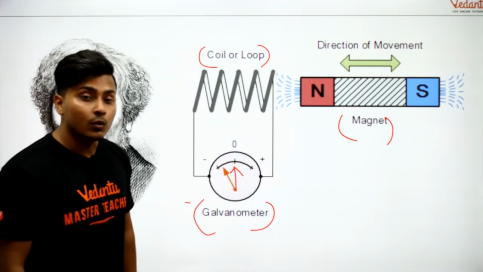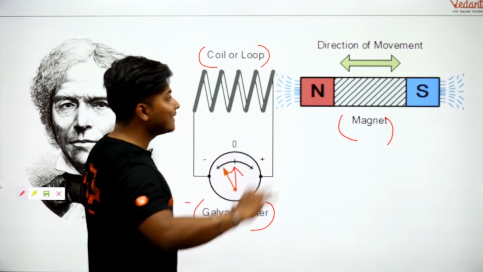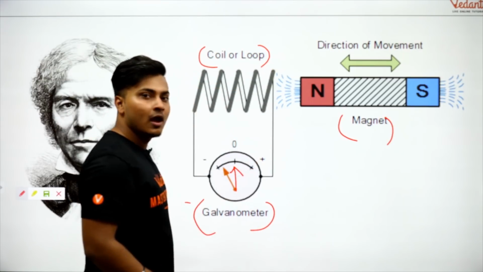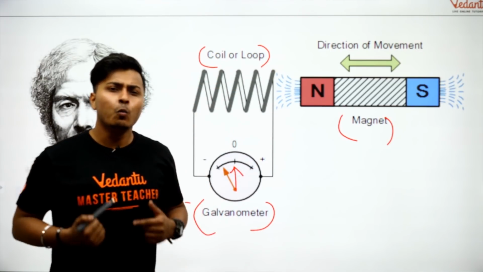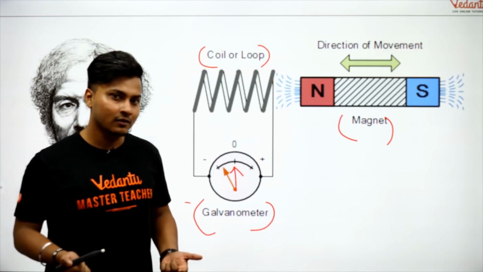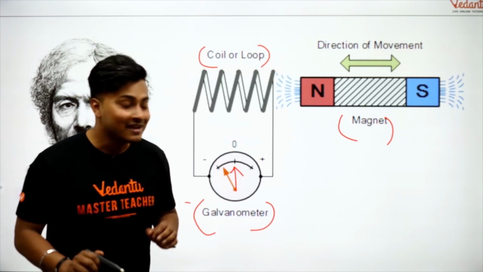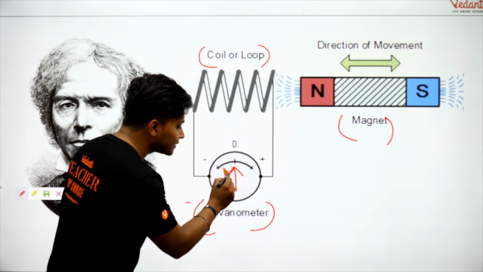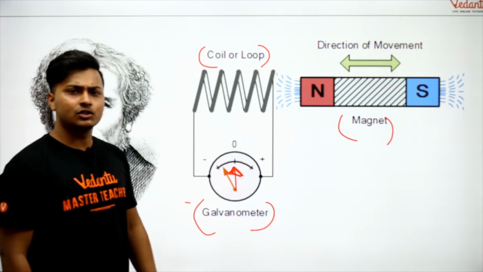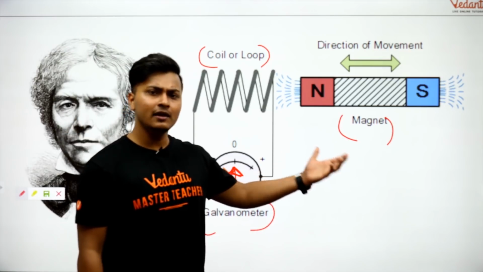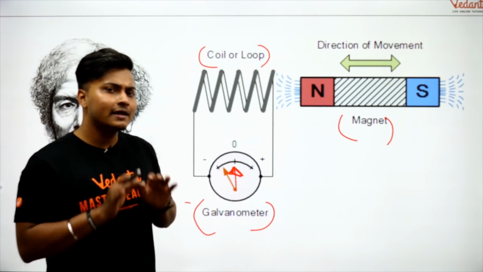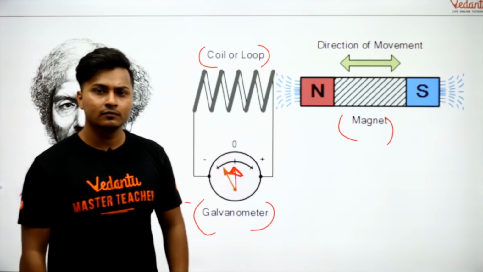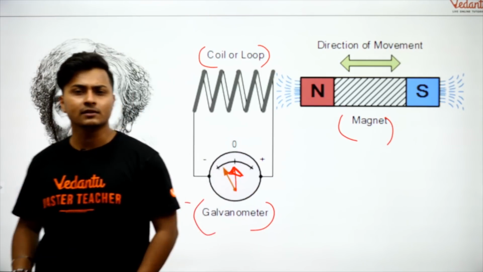Next, what did he do? He took up the magnet and kept it near the circular coil. And what did he observe? What do you think he observed? Nothing. He could see that the deflection is still zero. So he understood that when I have a magnet near the coil, there is zero current produced in the coil.